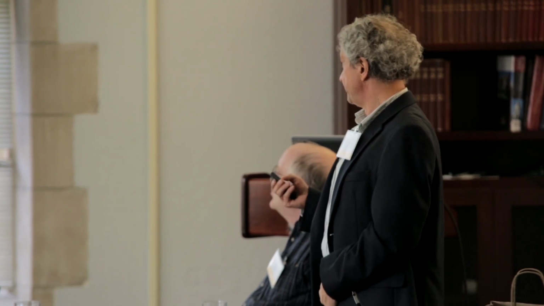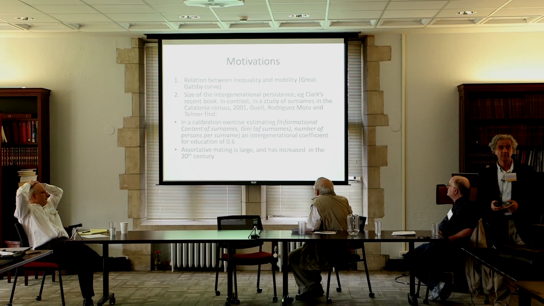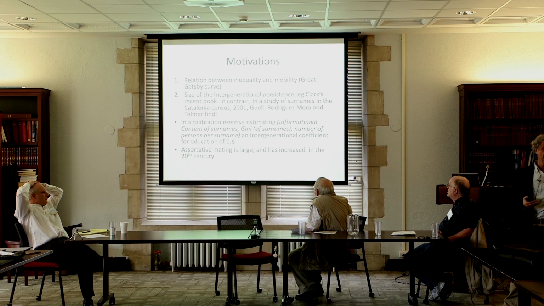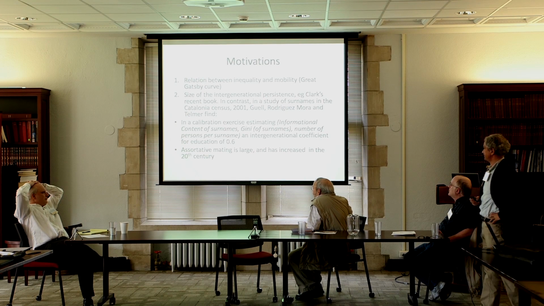Then they reduce the estimation of the distribution of surnames to two parameters, the Gini and the number of persons per surname, and you get the calibration of the rho, which is the intergenerational persistence of education, which is 0.6, which is roughly in the ballpark of the 0.4 that economists find for income. So it's much smaller than what Clark finds on surnames.